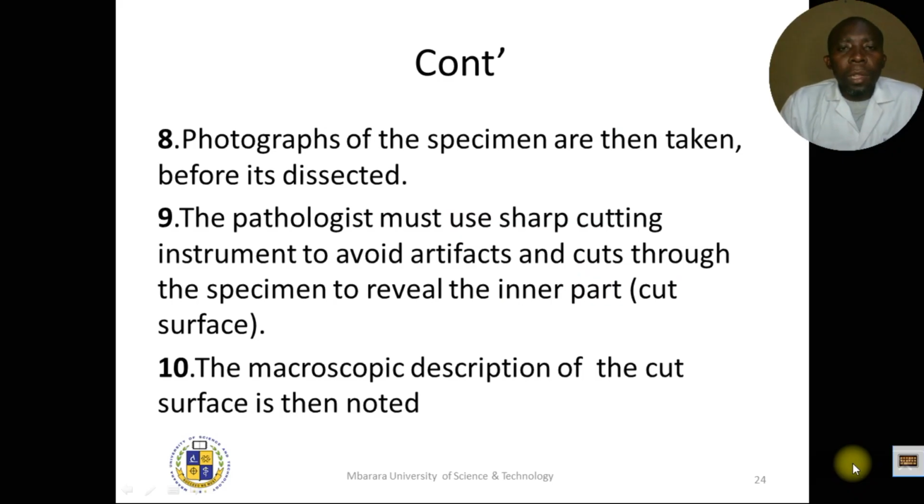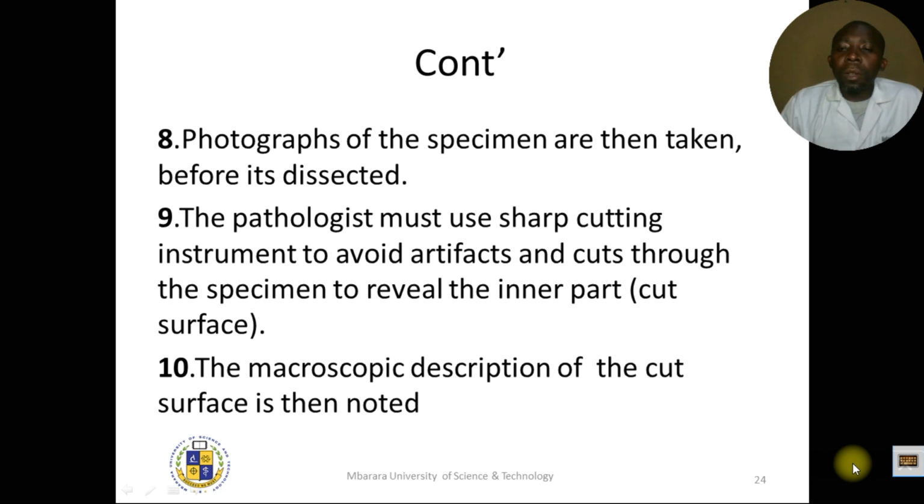So number 9, we were saying that the pathologist must use sharp cutting instruments, and this is done to avoid artifacts, and then cut through the specimen to reveal the inner parts, or what we call the cut surface. And we also need to describe the cut surface, its color, the texture. It could have some macroscopic features of interest that may actually lead us to identifying our diagnostic parts of the tissue that we may cut out and continue further for other processes.